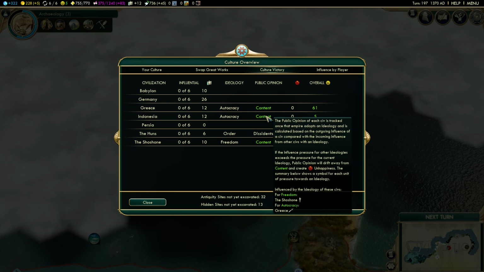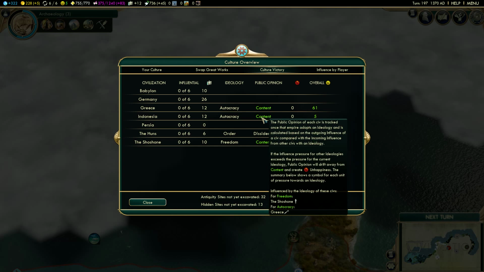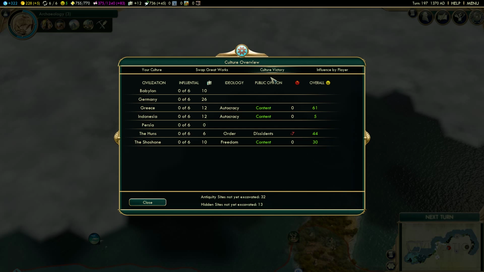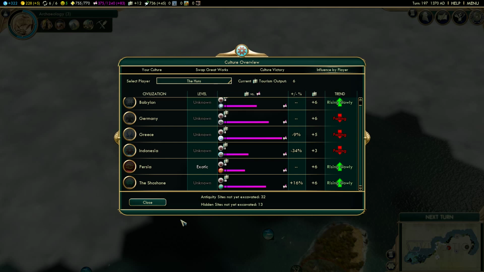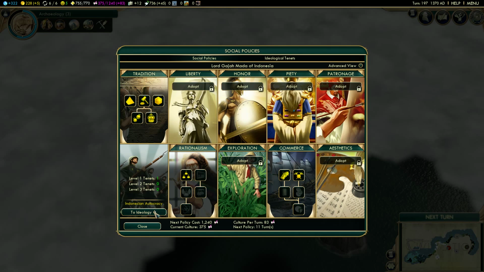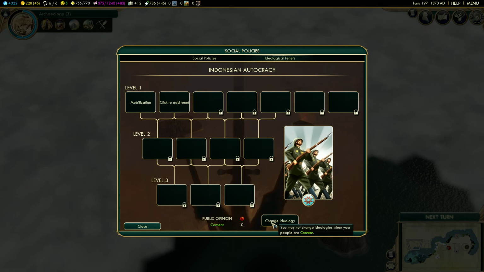And that means that I might gain a bonus or a penalty to my happiness depending on how that works out. So, well, switching ideologies can sometimes save you from a huge amount of unhappiness, but it's not ideal. If you change your ideology, you will lose 2 of these tenets, which is an extremely high cost. These are worth a tremendous amount of culture, and you generally never want to have to do that.